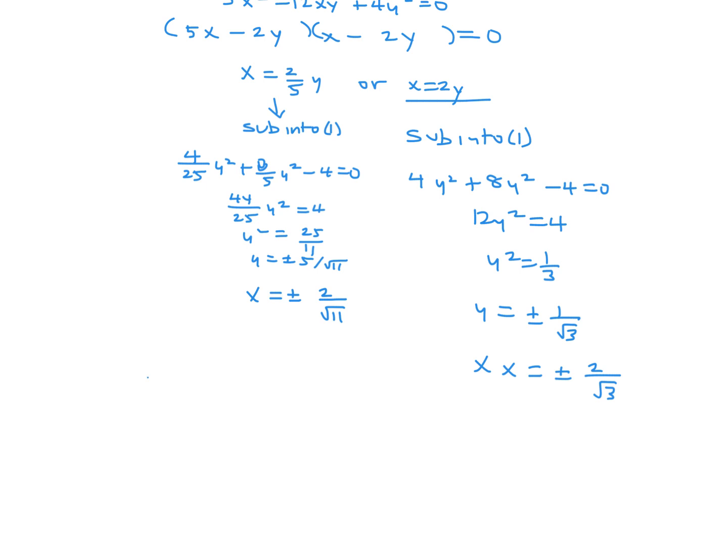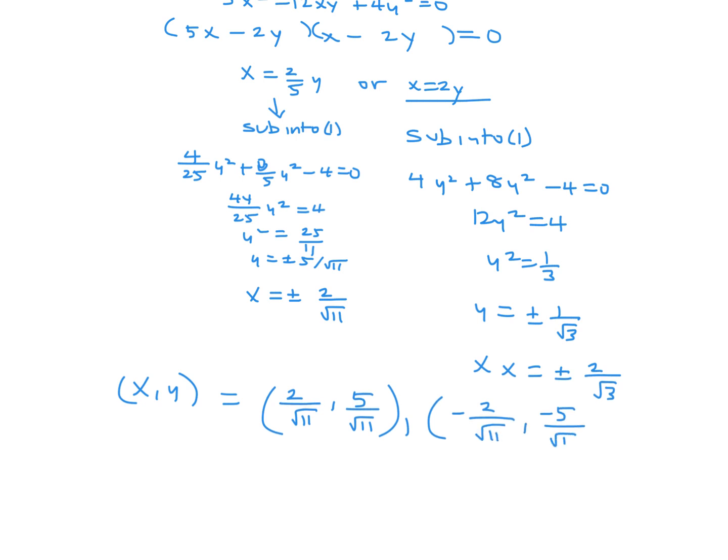So our pairs xy look like 2 over root 11 with 5 over root 11. That's the first one. The next one is minus 2 over root 11 and minus 5 over root 11. And then 2 over root 3, 1 over root 3, and then minus 2 over root 3 and minus 1 over root 3. So there we go. That completes number 10 of all these individual problems.